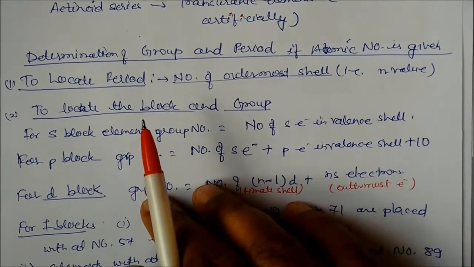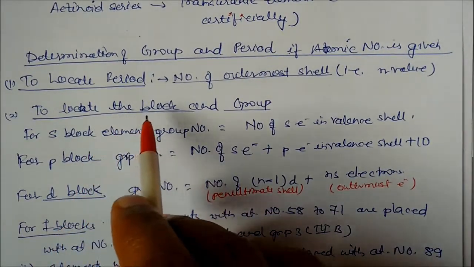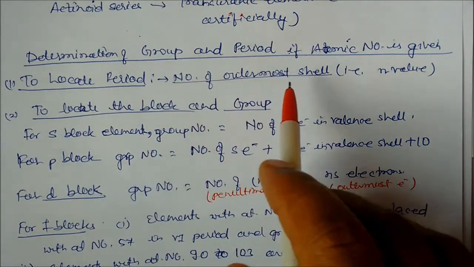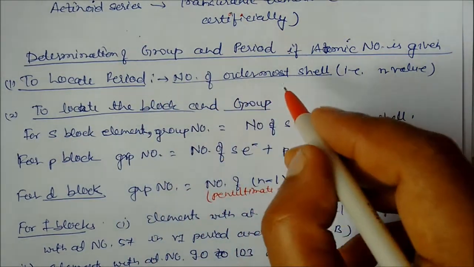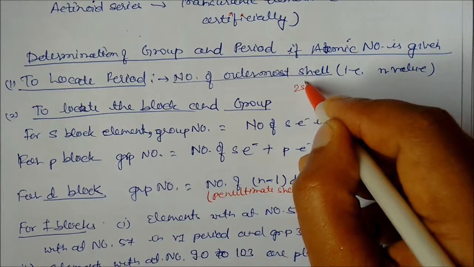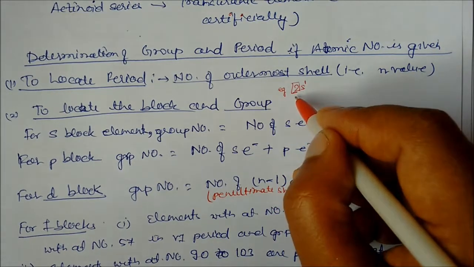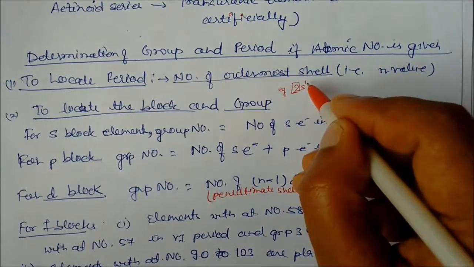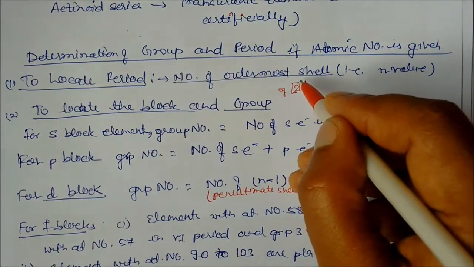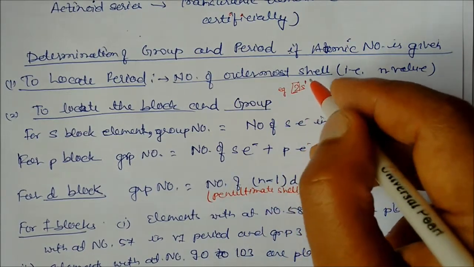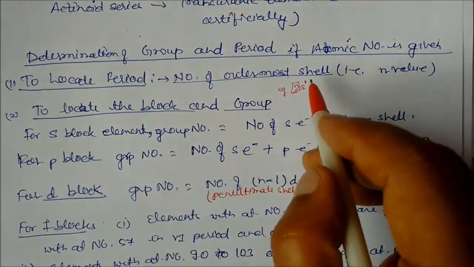Now, determination of group and period if the atomic number is given. I just discussed how to locate a period. The period is located by the number of the outermost shell. Suppose the outermost shell is 2s1. This is the outermost shell, so 2s1 means 2 is the period, and the differentiating electron is 1. This is your second period.